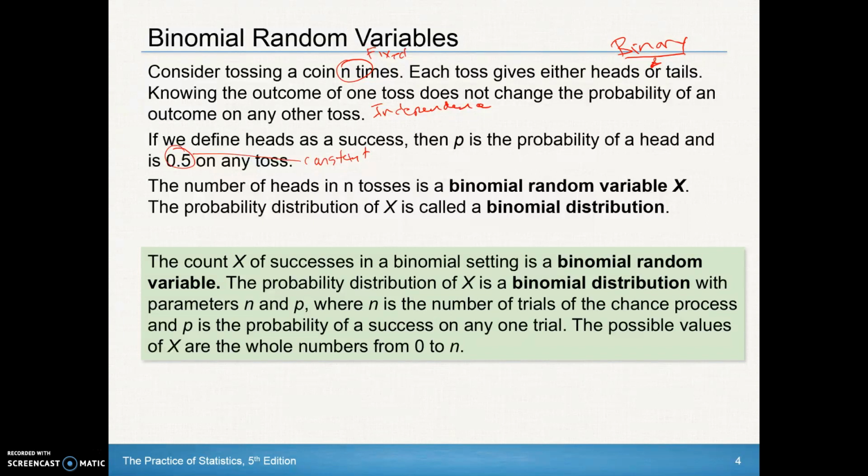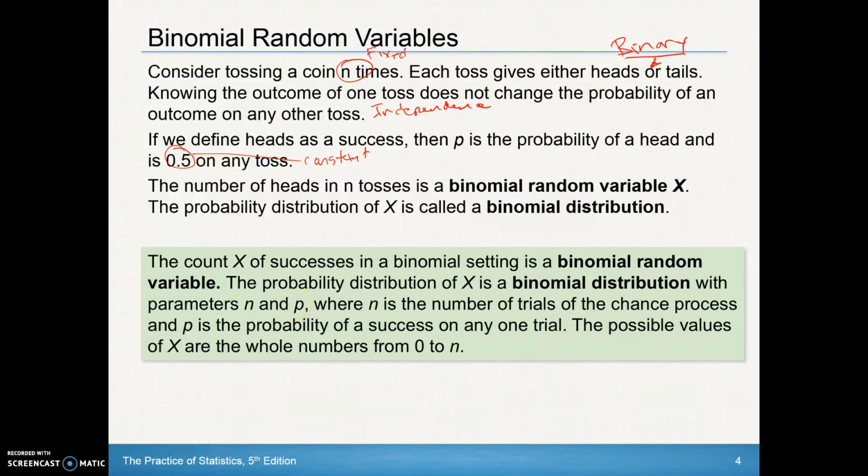So again, in the green box, the count X of successes in a binomial setting is a binomial random variable. So you could get 0 free throws made, 1 free throw made, 2 free throws made. Or in this problem, heads, I could either get 0 heads or 1 head or 2 heads or 3 heads out of how many I'm tossing. The probability distribution is a binomial distribution with parameters n and p.